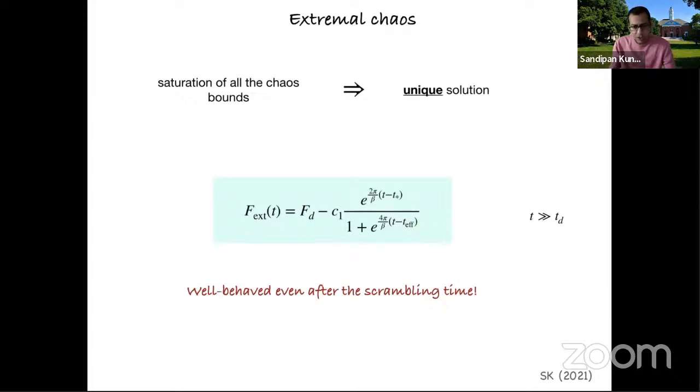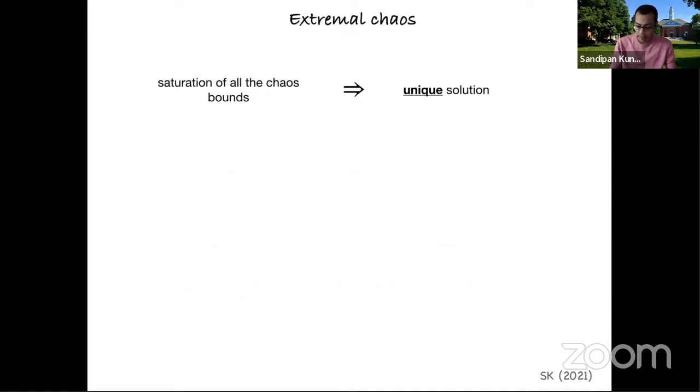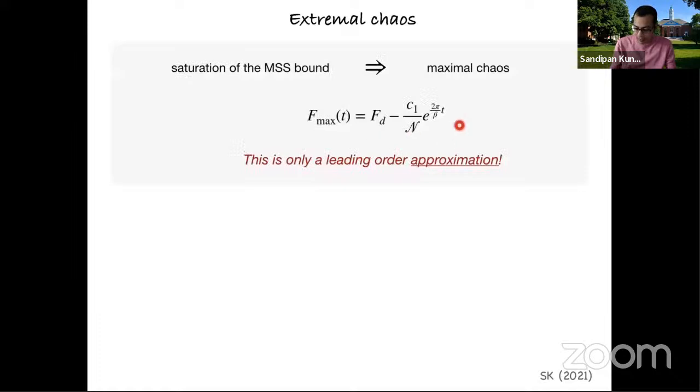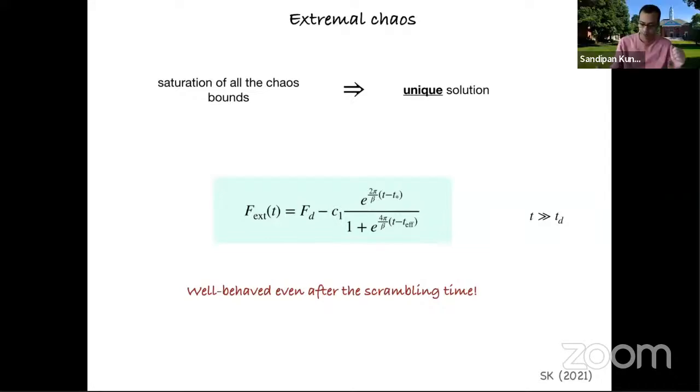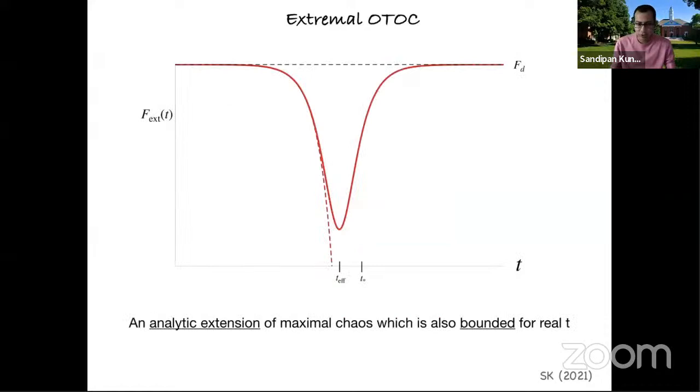scale. To see what that time scale is, for T much less than T effective, we end up with exactly the maximally chaotic OTOC. But for T much larger than T effective, this is completely different from the maximal OTOC. So in fact, this OTOC is well behaved even after the scrambling time. Pictorially, this is how it looks like.